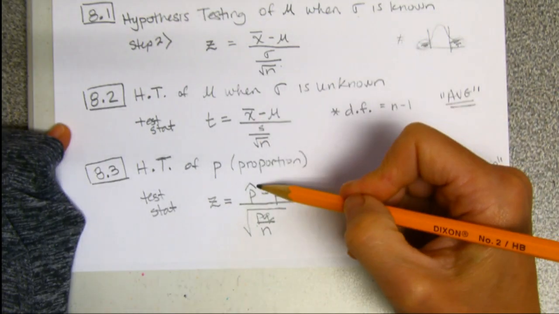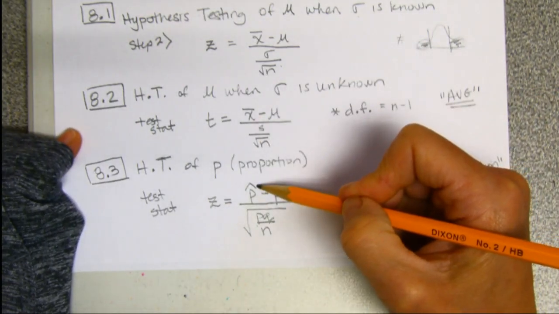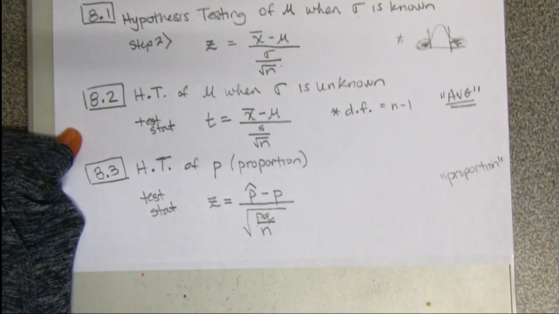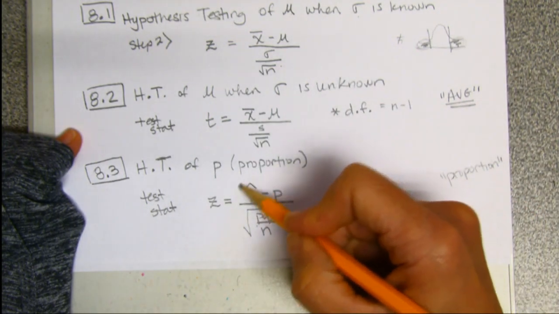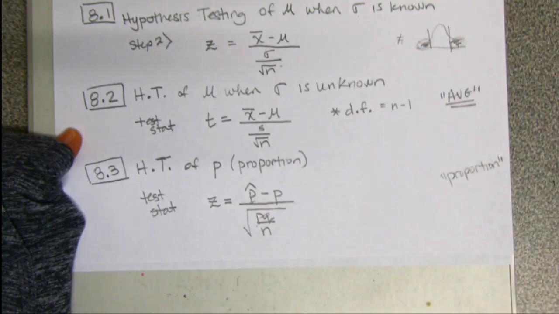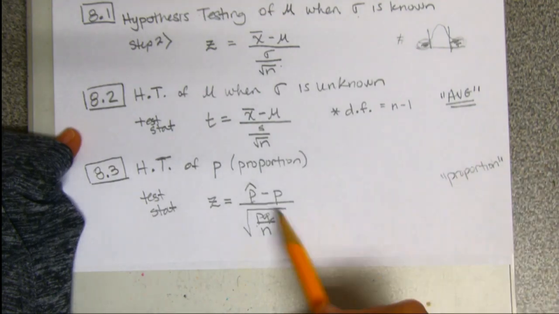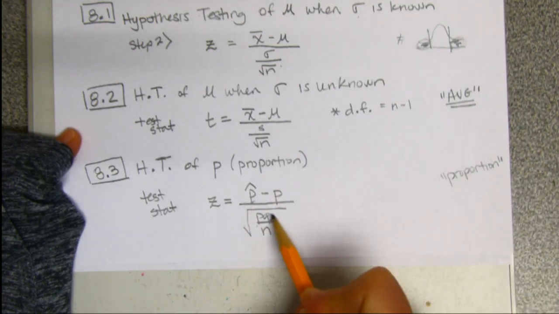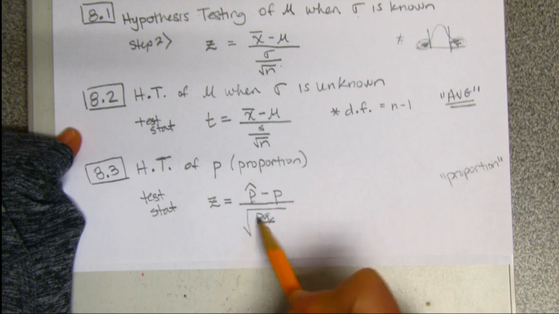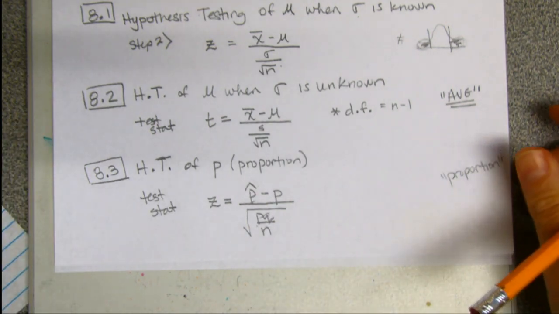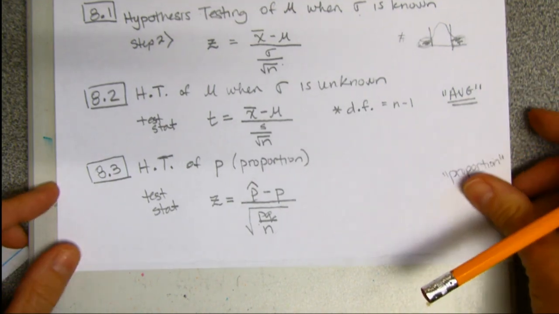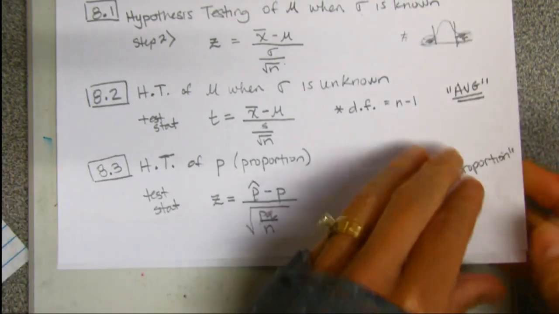I hope you know by now that P hat is R over N. That might be helpful for you to remember. So it'll give you a situation where you can figure out the successes over the number of trials and get your P hat. Notice that this doesn't have any P hats or Q hats. These are not P hats and Q hats down here. So just be careful of that as well. That's section 8.3.